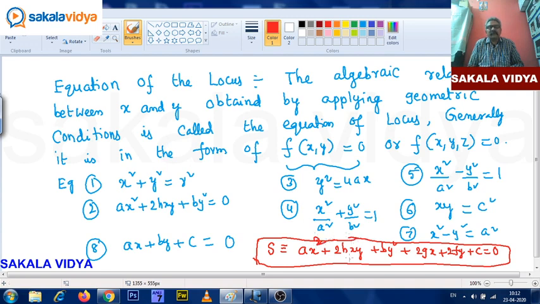This will be ax square plus 2hxy plus by square plus 2gx plus 2fy plus c is equal to 0. Okay. This is the equation of the locus. Okay. Right. So next.